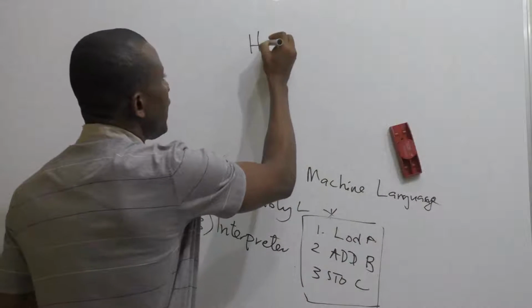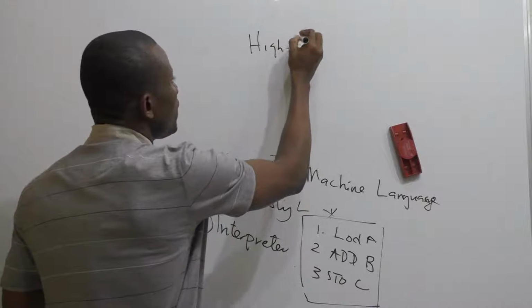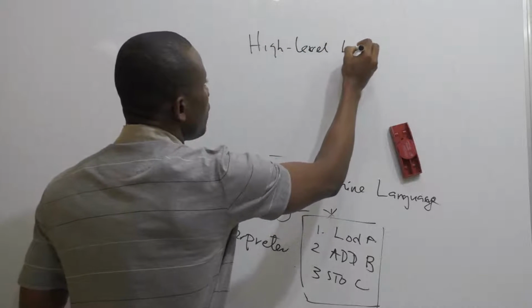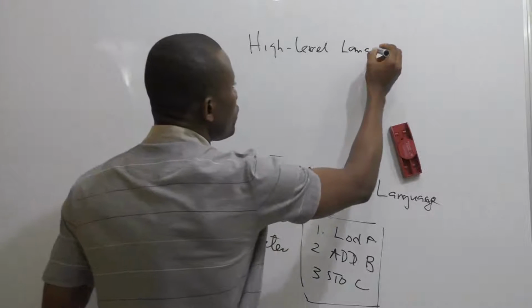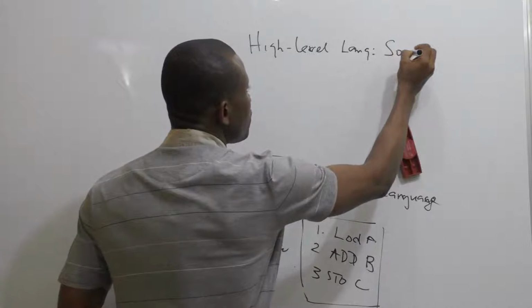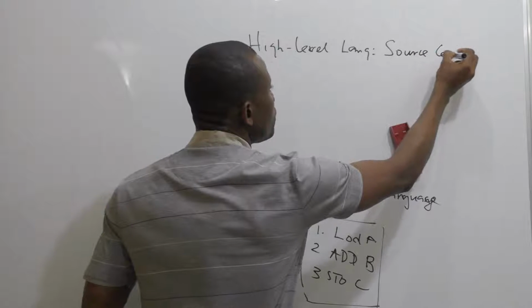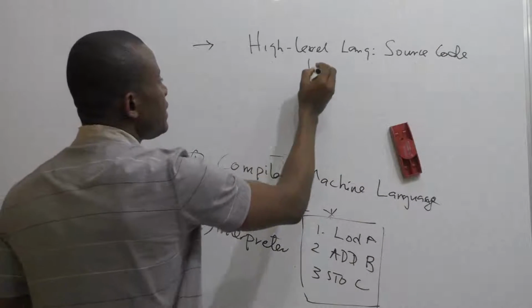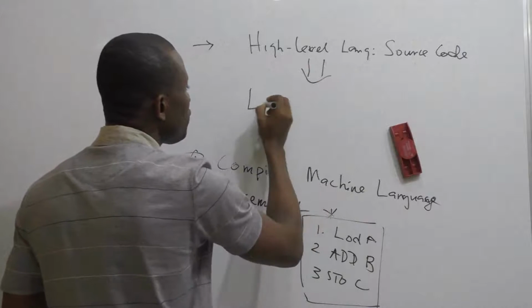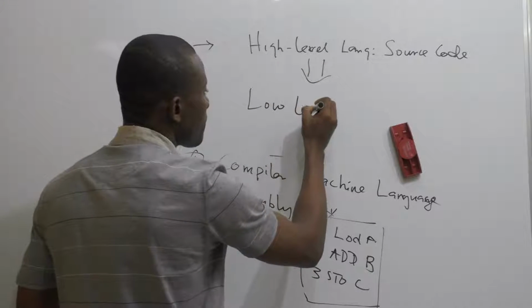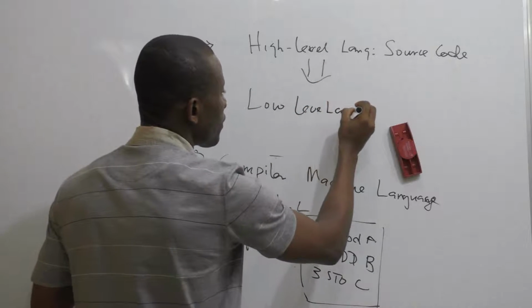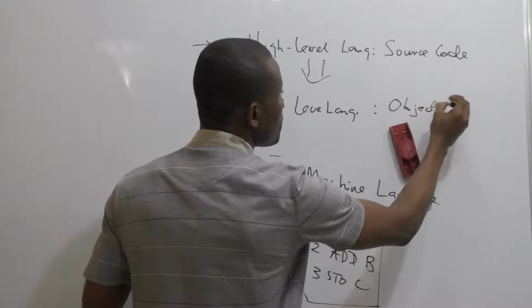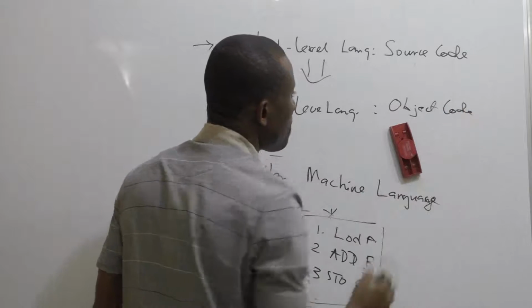We have the high-level language, which is called the source code, written in a programming language by a programmer, and this gets converted to a low-level language called the object code.